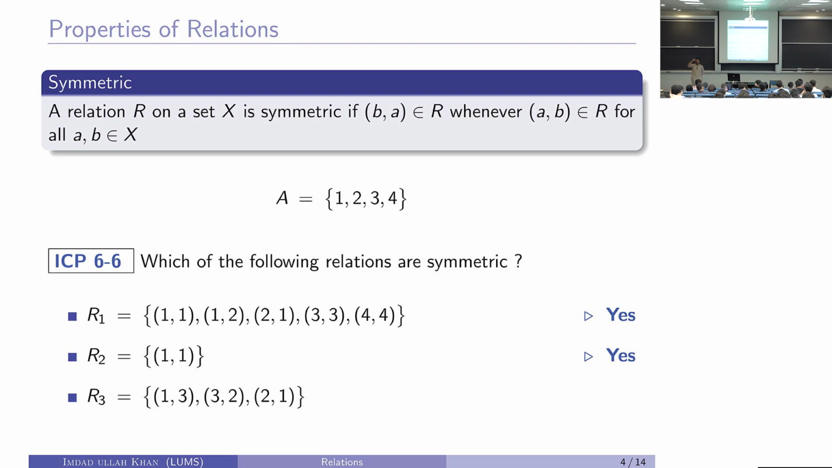Okay, yes, it doesn't have 3, 1, and that's a good enough reason for this to be not symmetric. 1, 3 is there, so 3, 1 ought to be there for this to be symmetric. 3, 1 isn't there, right? So this is not symmetric. Otherwise, 3, 2 is there, so it requires 2, 3 for this to be symmetric. It required 1, 2 also.